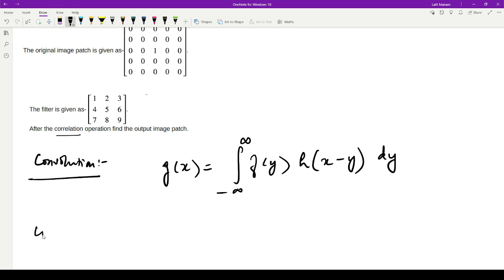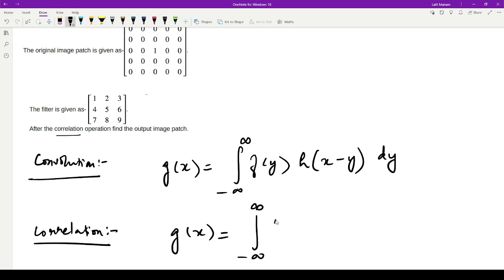What about correlation? Someone said it right, but I want to write it mathematically. g of x will be the integral from minus infinity to infinity of f of y h of x plus y dy. Okay, so this is the formula for correlation. The earlier one is the formula for convolution for continuous functions. For discrete ones, you replace the integrals with summations, summation over the range of y. And for every specific value of x, you have to do this specific operation.